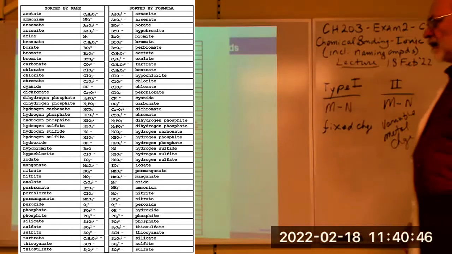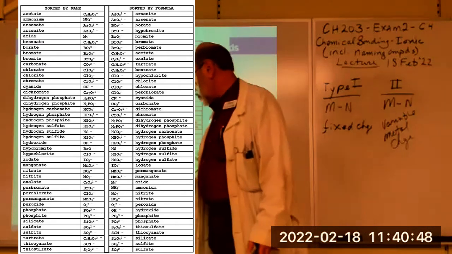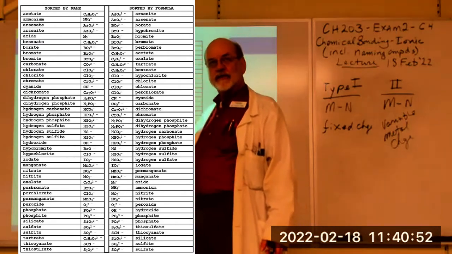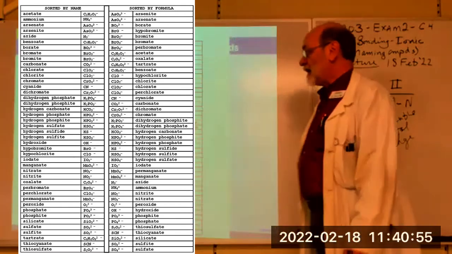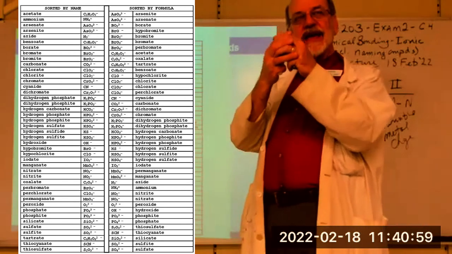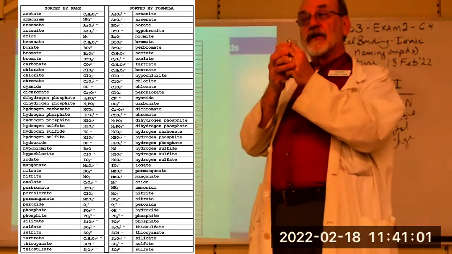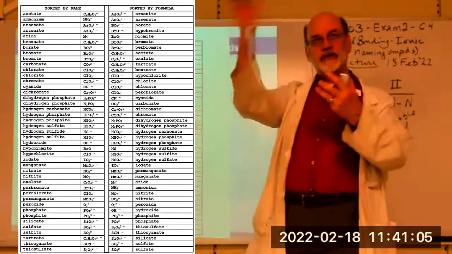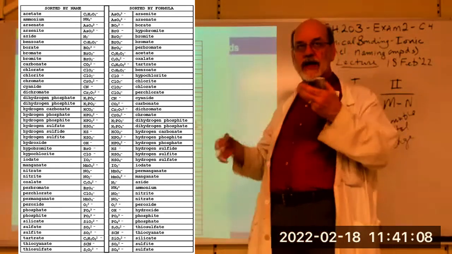But polyatomics all have fixed charges associated with that group of atoms. In fact, the polyatomics are covalently bound groups of atoms, and they behave as a single unit, and the charge that's assigned to them is distributed over the entire group. It's not located on any one atom.